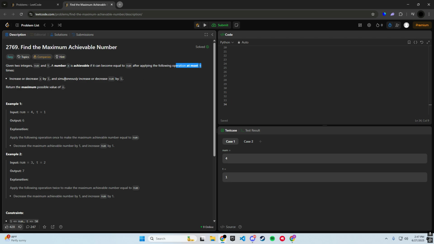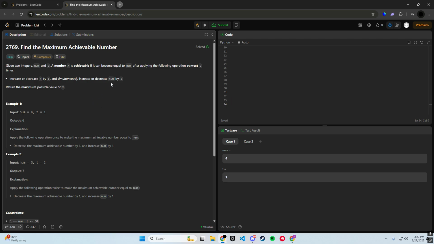most t times. Right, so the operation is that you can increase or decrease x by 1, which is the number that you're going to have to return, and then simultaneously increase or decrease num, which is the number that is provided. So what you need to understand in this problem is that t is just a limiting variable, and then you're going to have to use logic to determine what x could be based off num, right?